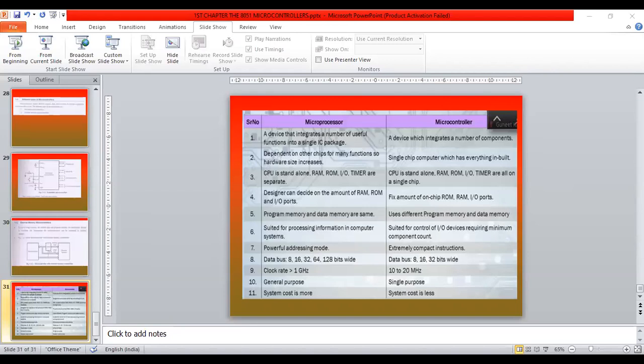The microprocessor can use a data bus of 8-bit, 16-bit, 32, 64, 128. Next, microcontroller also can use a data bus of 8-bit, 16-bit, 32 bits wide. The clock rate is greater than 1 gigahertz. In giga, it means 10 raised to power 9. But in case of microcontroller, it is 10 to 20 megahertz.